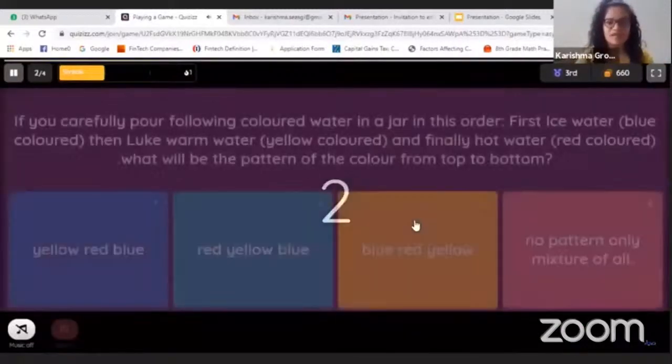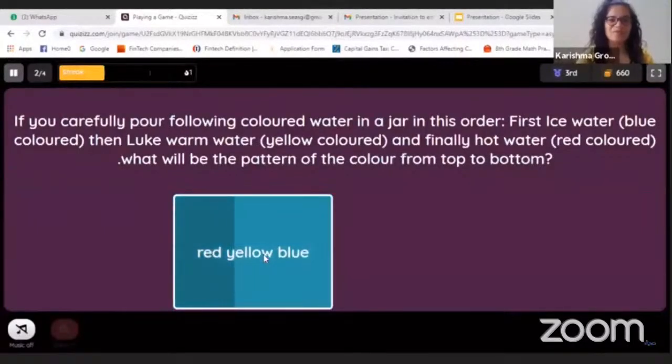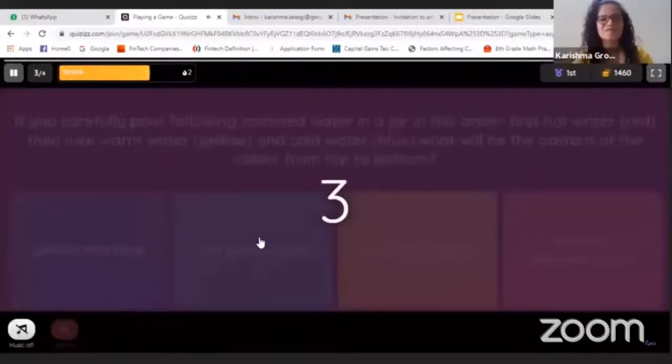Okay, next one. If you carefully pour the following colored waters in a jar in this order: first ice water, blue colored, then lukewarm water, yellow colored, and finally hot water, red colored, what will be the pattern of the color from top to bottom? Okay, so the upper one is hot, so it will be red, yellow, blue. Do we have red, yellow, blue? Yes, we do have. Very good. Good job, guys.